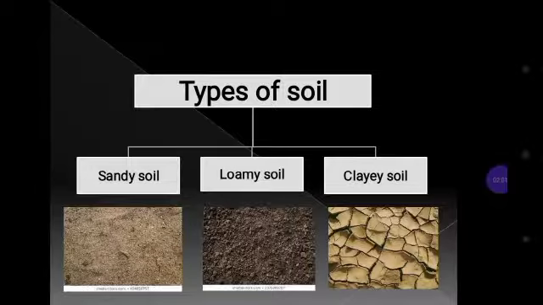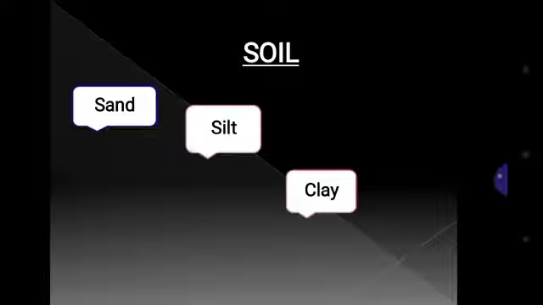Our next topic is types of soil. There are three types of soil: sandy soil, loamy soil and clay soil. But before we start the types of soil, we can see that soil is made up of three types of proportions, that is sand, silt and clay.